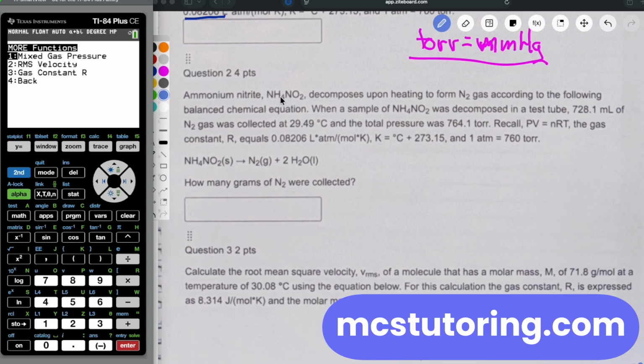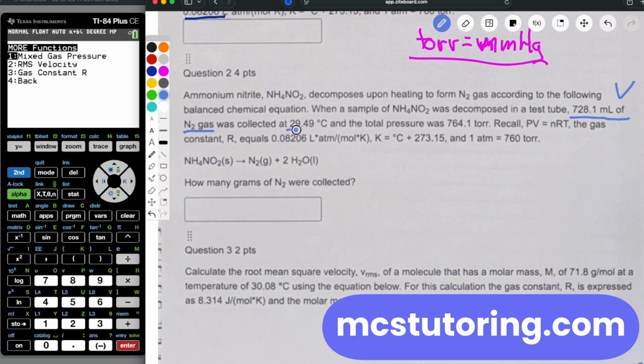Ammonium nitrate, NH4NO2, decomposes upon heating to form N2, which is nitrogen gas, according to the following balanced chemical reaction. When a sample of NH4NO2 was decomposed in a test tube, 728.1 milliliters of N2 gas, that's a volume, by the way, was collected at 29.49 Celsius. That's a temperature, by the way. And the total pressure was 764.1 torr. That is pressure here.